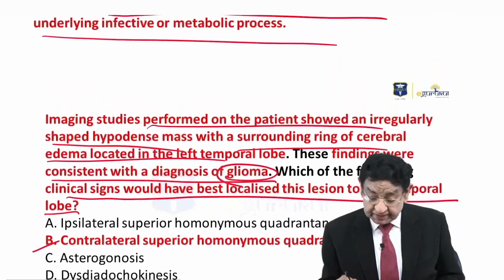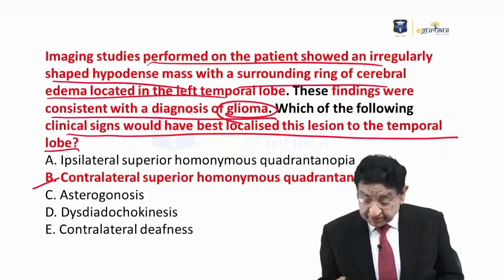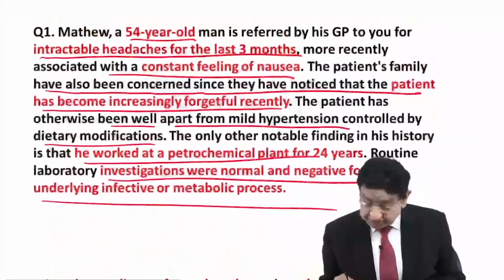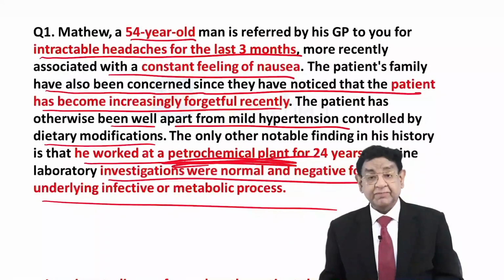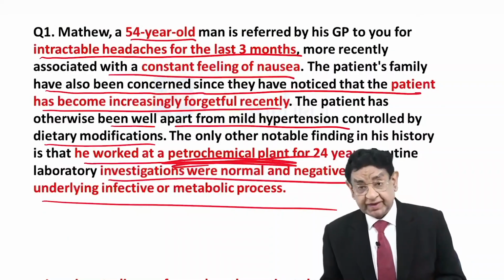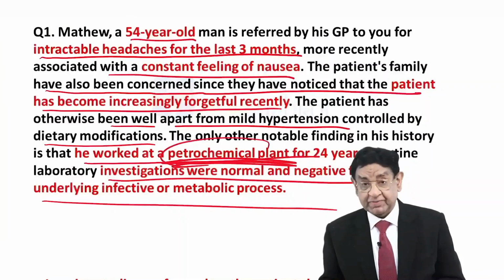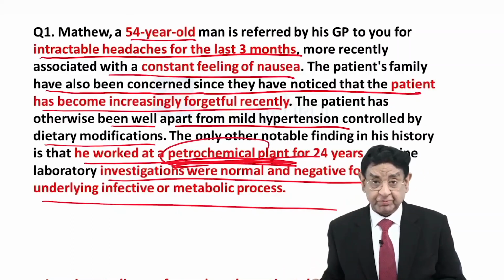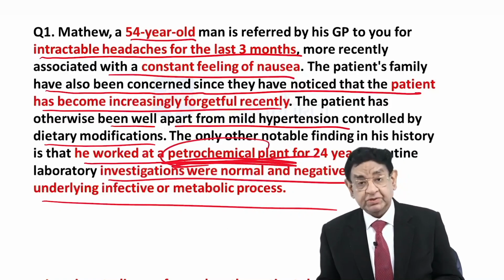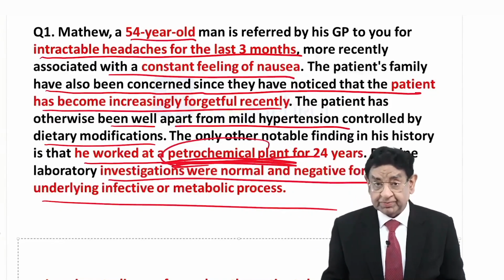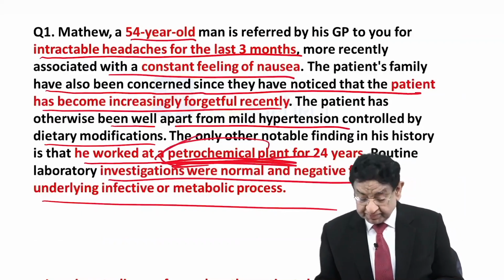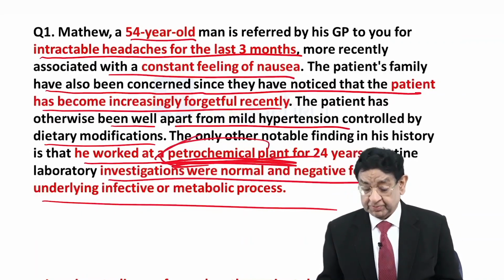And this patient has worked in the so-called petrochemical plant. These astrocytomas are very common in those who work in petrochemical plants. This is a very, very important point to be noted. It is a type of occupational hazard. If they ask what the occupational hazard in the petrochemical industry is, that is astrocytoma.